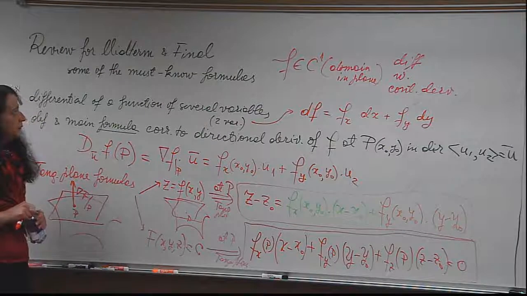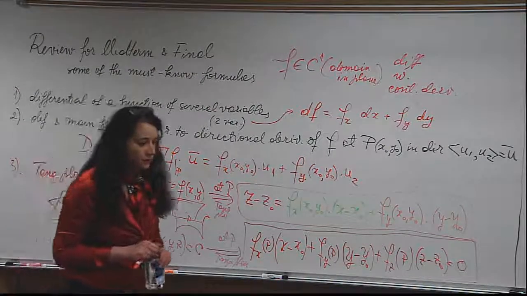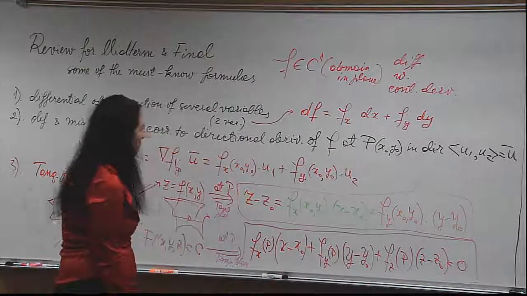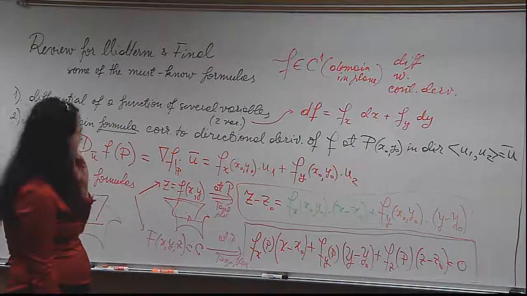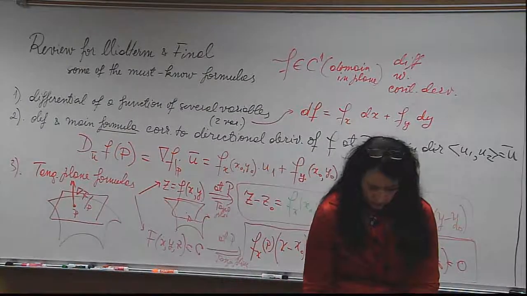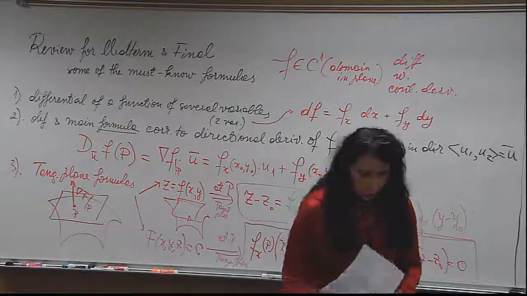And in particular, for a function of two variables, things look really easy. I'm gonna erase 1, 2, 3 and continue.